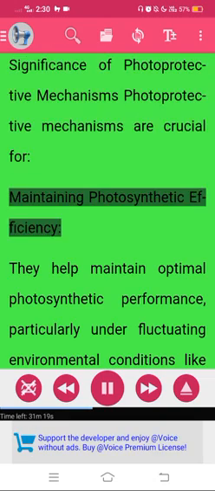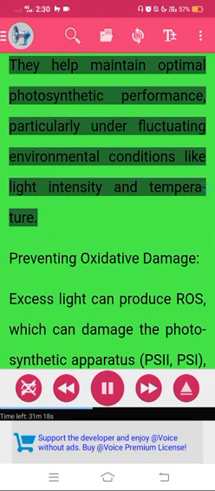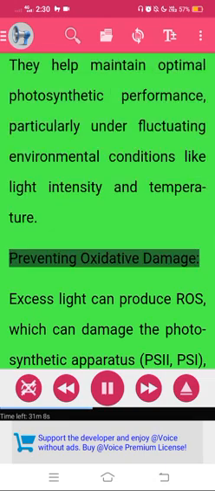Significance of photoprotective mechanisms. Photoprotective mechanisms are crucial for maintaining photosynthetic efficiency. They help maintain optimal photosynthetic performance, particularly under fluctuating environmental conditions like light intensity and temperature.